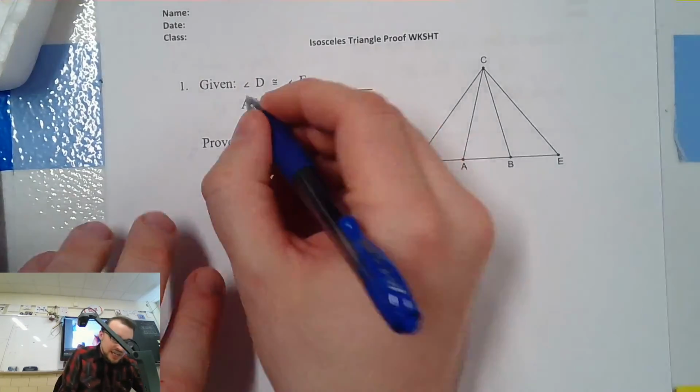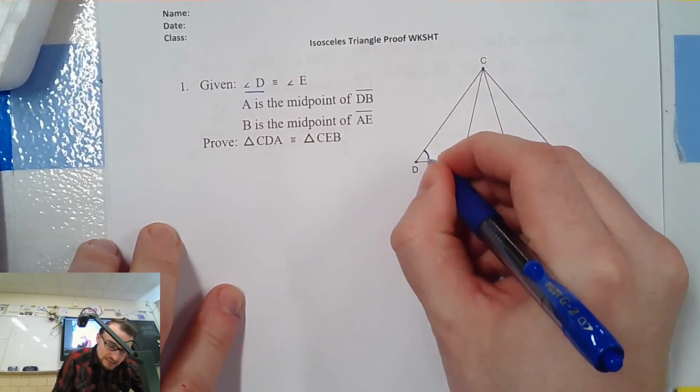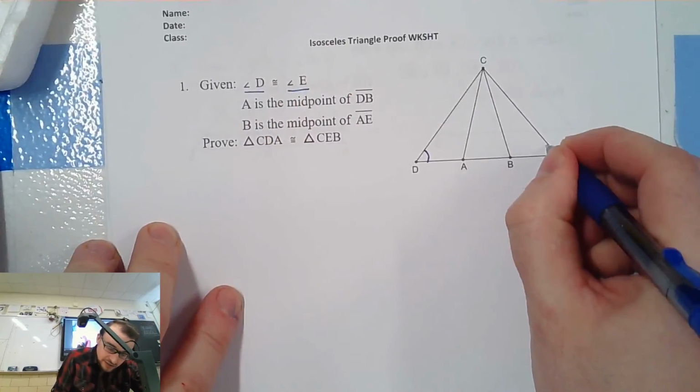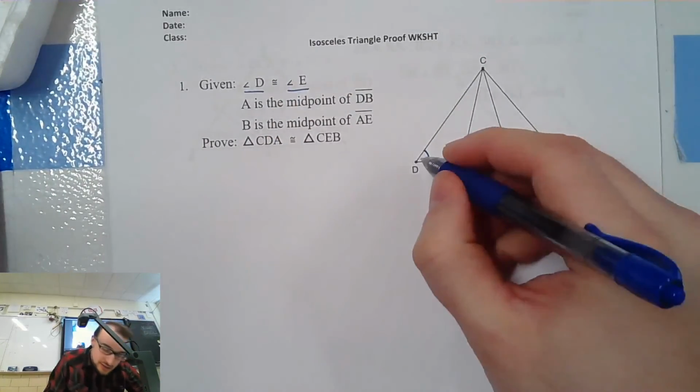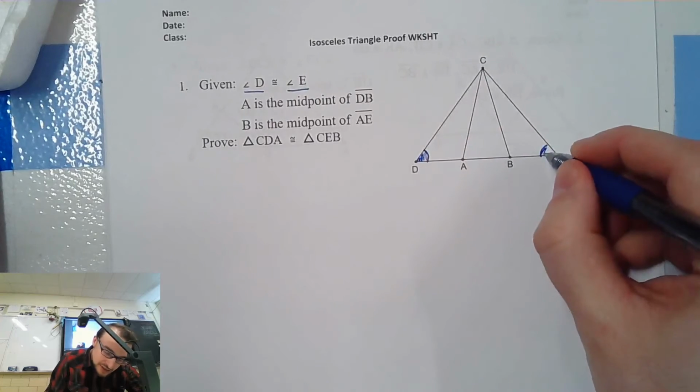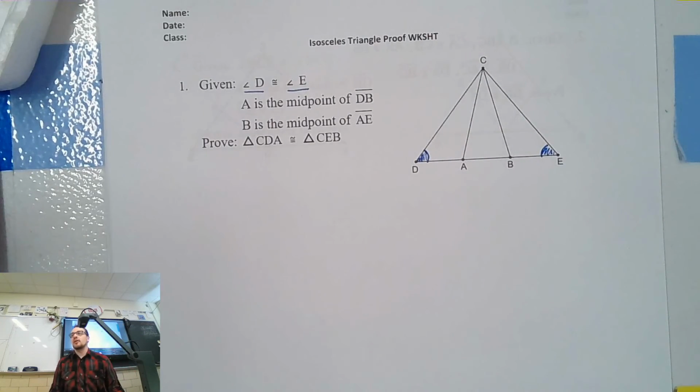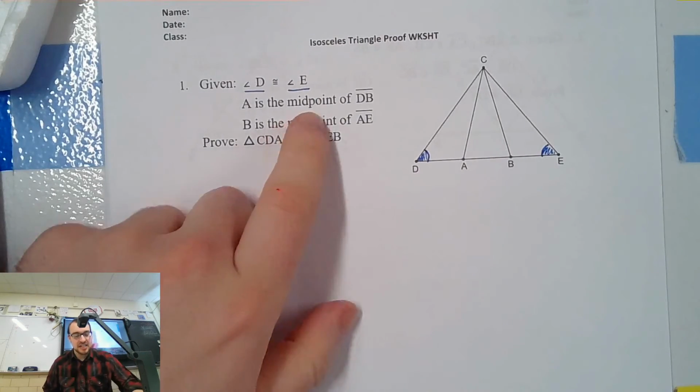All right, first of all, let's start with what they gave us. D and E are congruent, so that angle is congruent to this angle. Always mark your diagram with what they give you. All right, pals. It says A is the midpoint of DB.